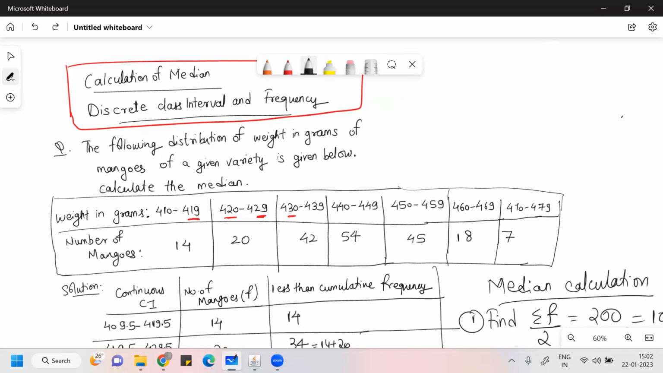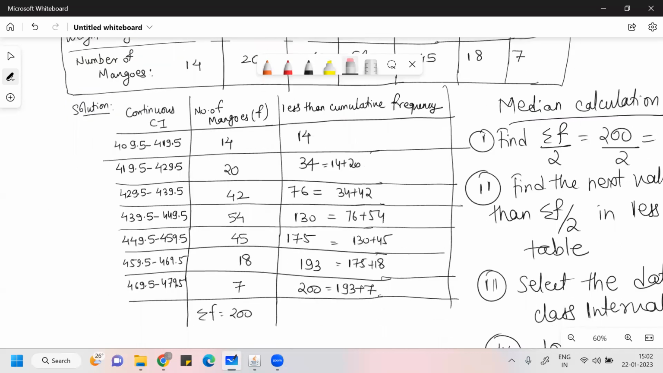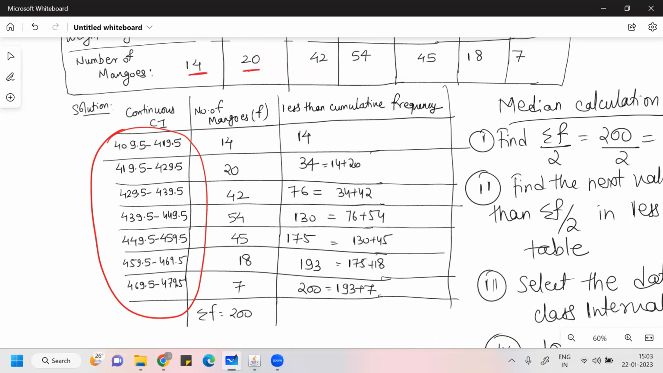Once you understood this and get this point in your mind, you can convert your discrete class interval into a continuous class interval. So this will be your continuous class interval. You can see I have converted the discrete class interval given in the problem into a continuous class interval. This was the frequency given in the problem: 14, 20, 42, 54, 45, 18, 7. I just wrote them vertically.